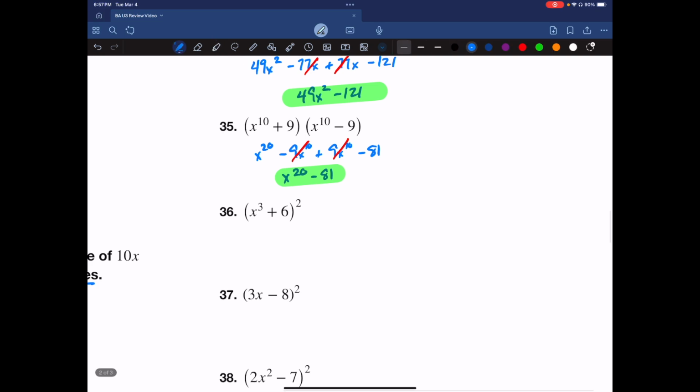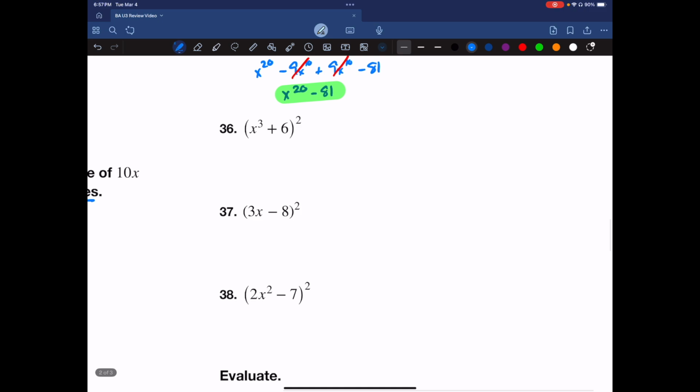Now on 36, 37, 38, students often miss these because they forget the middle term. Don't forget the middle term. If you need to, remind yourself that I can rewrite this as x cubed plus 6, x cubed plus 6, because all that exponent, that square, does is tell you to write it twice. So this is going to be x to the 6th because I'm adding my exponents, and then plus 6x cubed plus 6x cubed plus 36. Clean it up: x to the 6 plus 12x cubed plus 36.